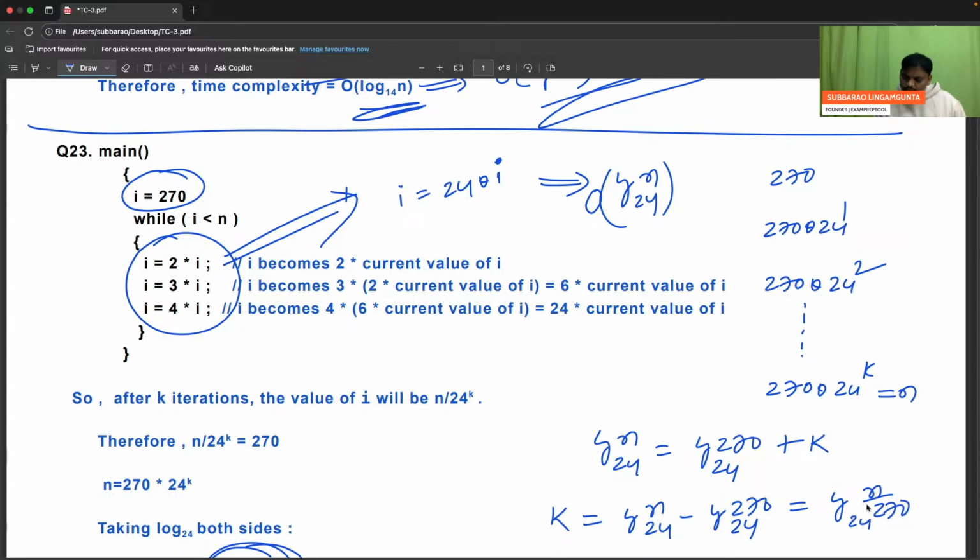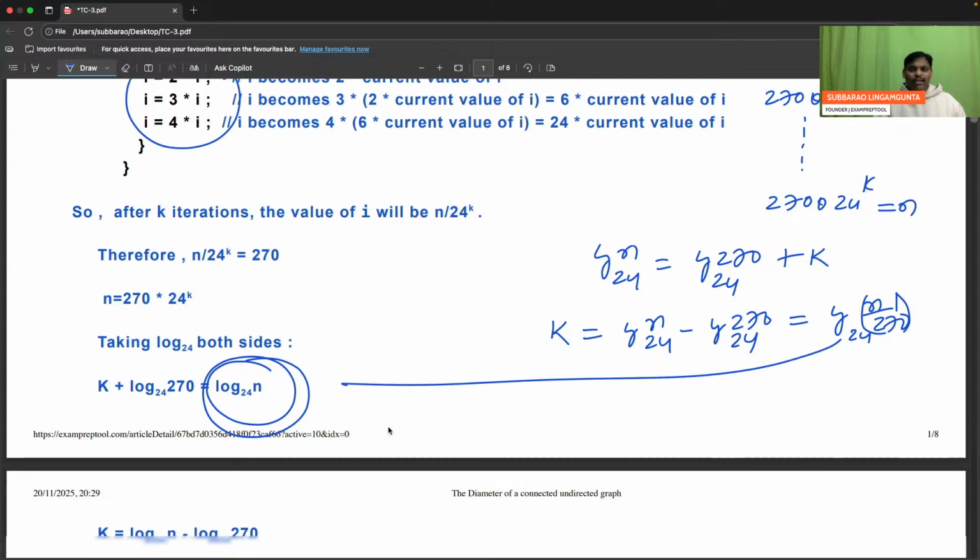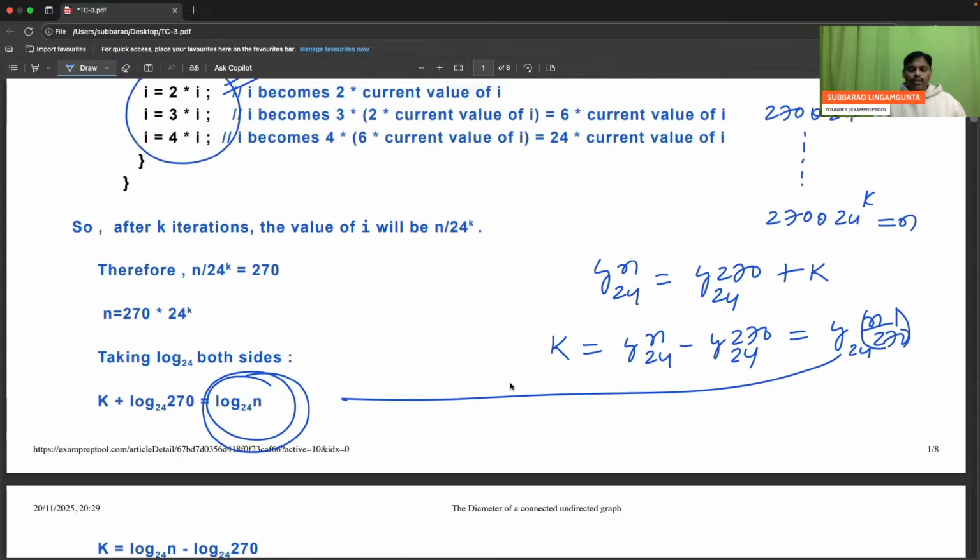Same story like the above problem. Which goes to n by 270, which is nothing but n. Log n base 24. If you don't bother about the base, you can simply write log n also.